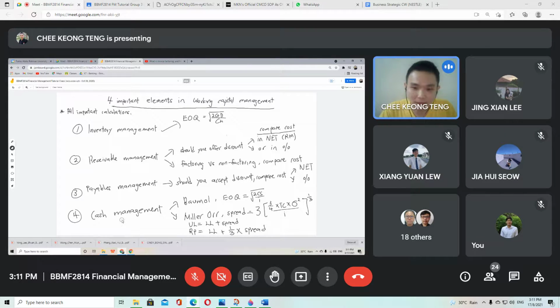For cash management, the two methods involving calculation are the Baumol model, which is the same as EOQ. Later we have one question I will let you all try on the spot. It's exactly the same concept, just applied in cash management. Another is the Miller-Orr model, this formula. There is one example in the lecture notes, you can look at that. It involves calculations. Alright? So basically that's all for the calculations.